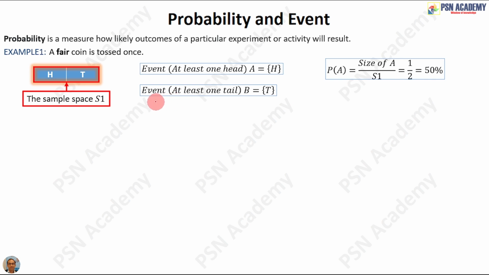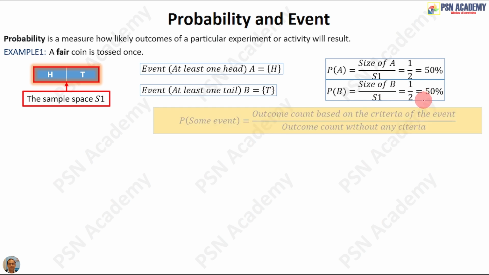We define another event, that is B, and this time we want at least one tail. So the set B has only one element, T, that means tail, and we would like to find the probability of this event B. So the probability that B will occur is equal to the size of B by S1. Here also the size of B is 1, that is one single element T inside. So this is also 50%.